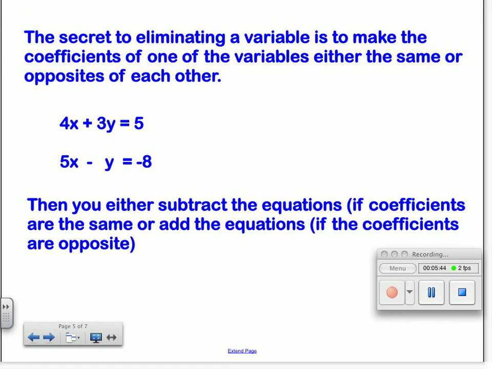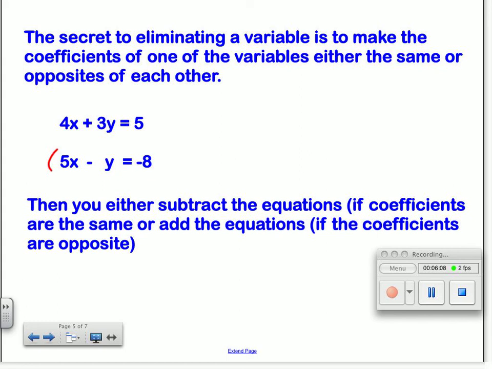Once again, the secret is to eliminate a variable, to make the coefficients of one or the other of the variables the same or opposite. So one thing we can do is multiply this bottom one by 3, let's say, and add these two together, and the y's will drop out, because we'll have plus 3y and a minus 3y. Let's go ahead and do that. Wouldn't hurt to see another example.